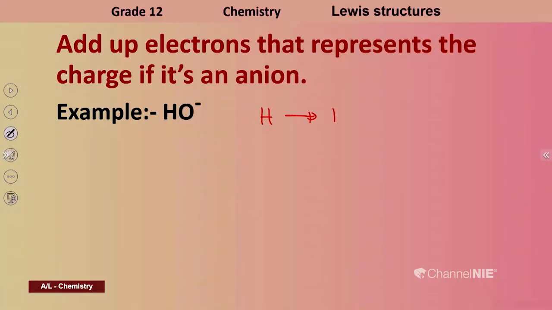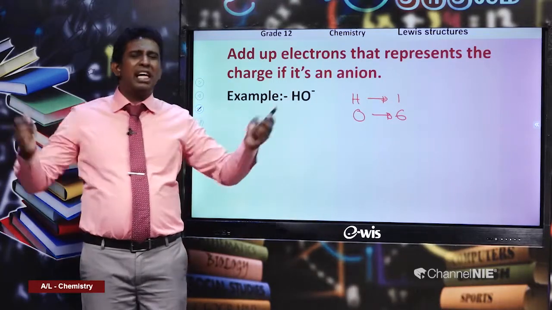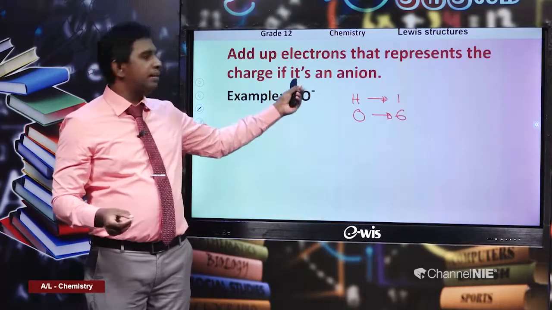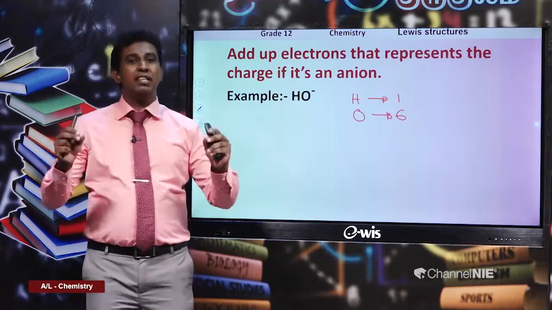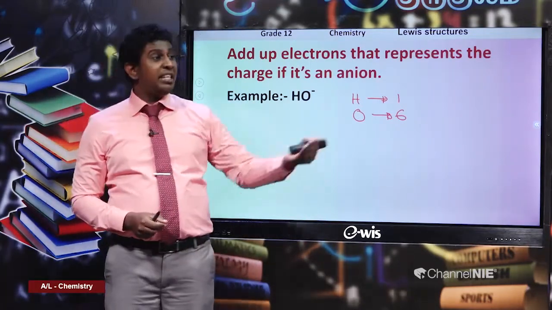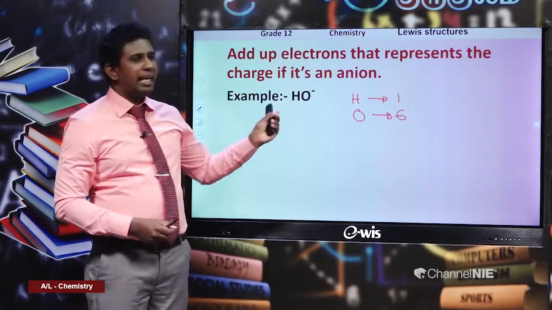Then oxygen: how many electrons have you given it? Hope you remember, it's 6 electrons. Then students, what does it mean by negatively charged, by an anion? An anion, a negatively charged ion, says that it has taken 1 electron if it's -1, 2 electrons if it's -2, 3 electrons if it's -3, the charge. Accordingly, if it has taken that number of electrons, then you add such electrons there.